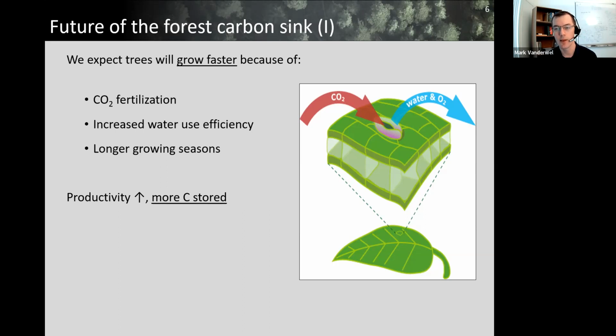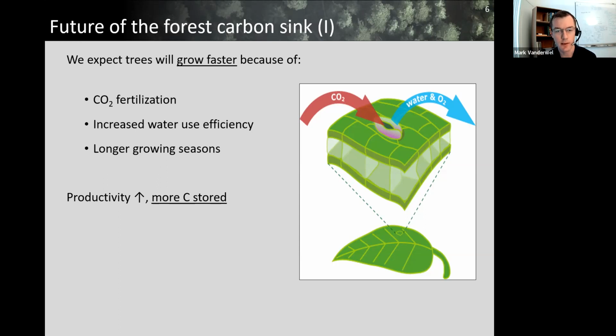So with more CO2 in the atmosphere, plants don't need to open their stomata as much in order to allow it to enter their leaves. This means that less water is going to be lost through the stomata and evaporated to the atmosphere. And so that means that in water-limited regions, we might expect that productivity could be increased because of that increase in water use efficiency.